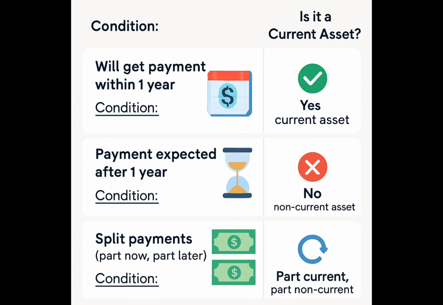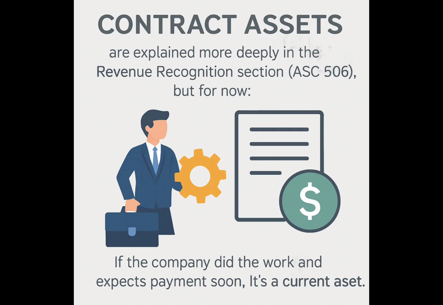Will get payment within 1 year, current asset. Payment expected after 1 year, non-current asset. Split payments, part now, part later, part current, part non-current. Contract assets are explained more deeply in the Revenue Recognition section, ASC 606, but for now, if the company did the work and expects payment soon, it's a current asset.